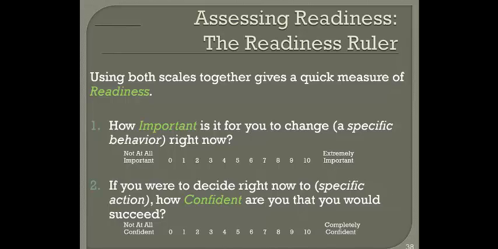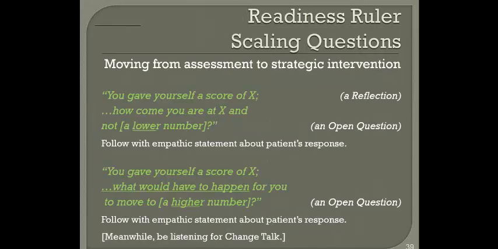To a certain degree, the number is of less importance to you than two crucial follow-up questions after each numerical assessment. So after asking someone how important that change might be to them, there are two follow-up questions. One is, well, you gave yourself a score of, and I'm just going to make up the number, so you gave yourself a score of a 6.